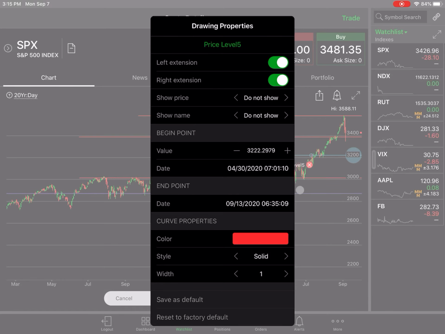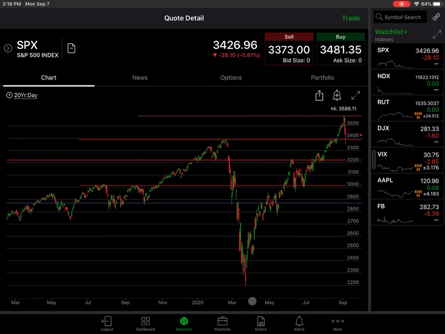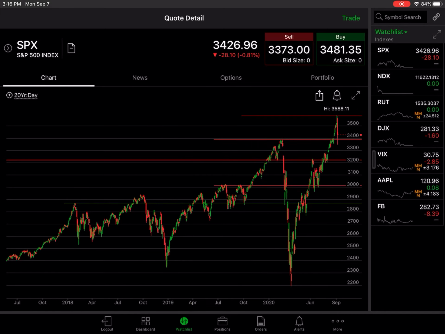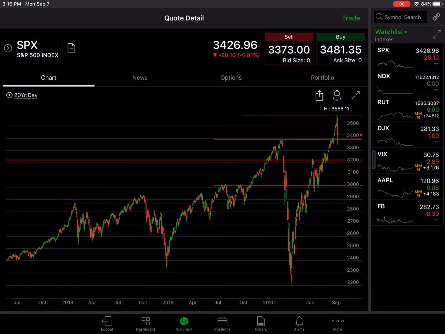But if you click on left extension too, it makes it go all the way across the screen to the left. So if you want it to be all the way across so you can zoom out and go back 20 years and see if the market ever touched it before, that's the easiest way to do that.